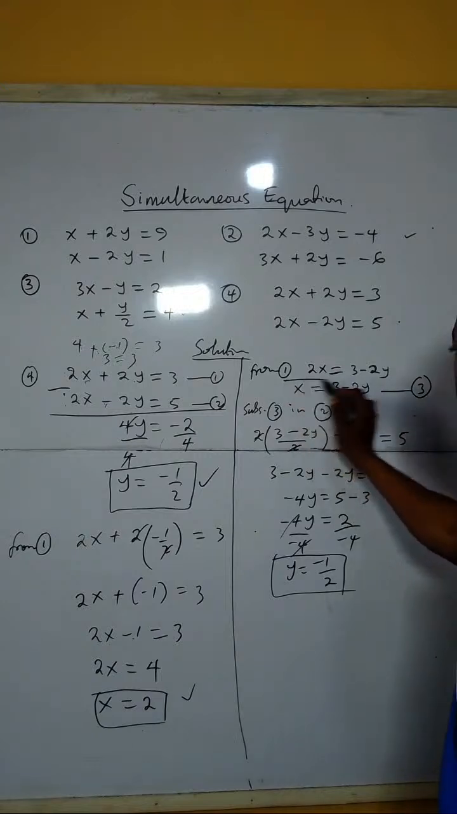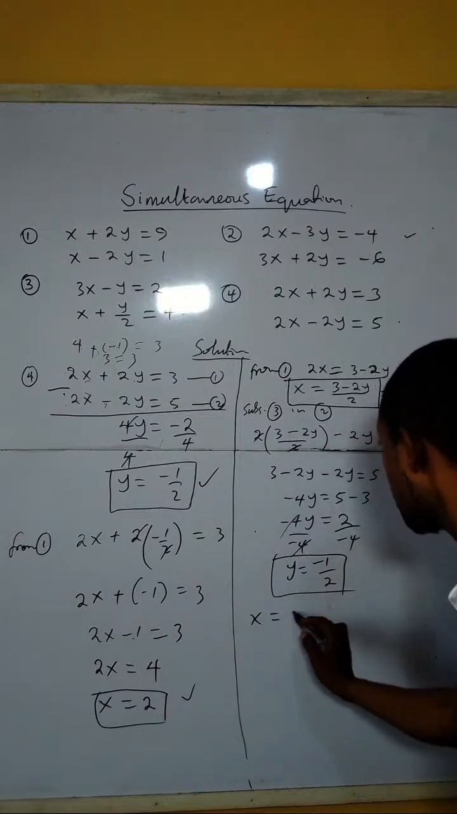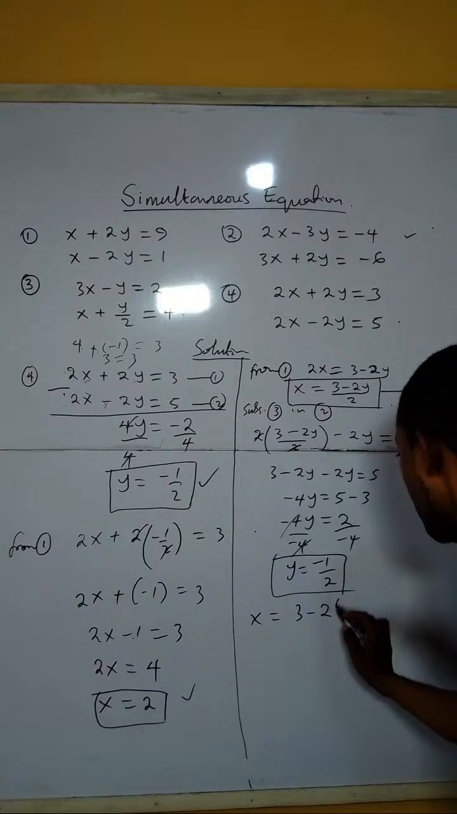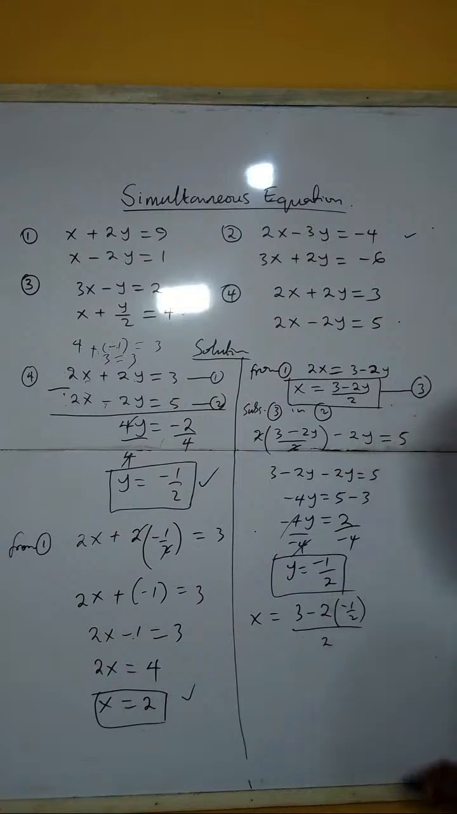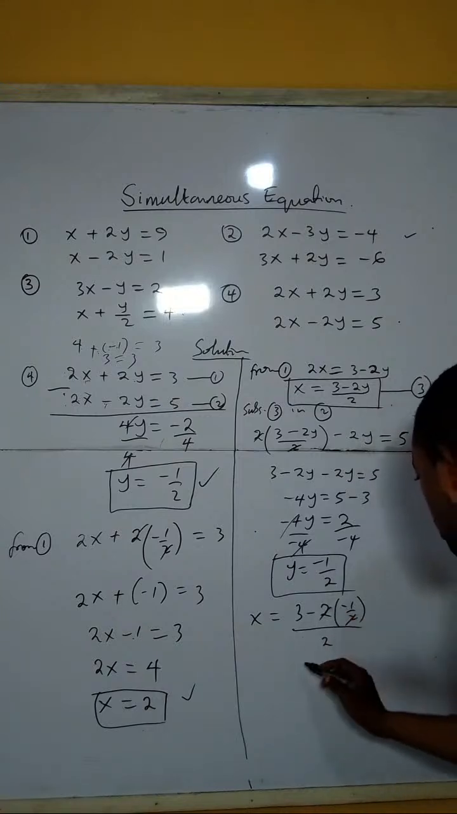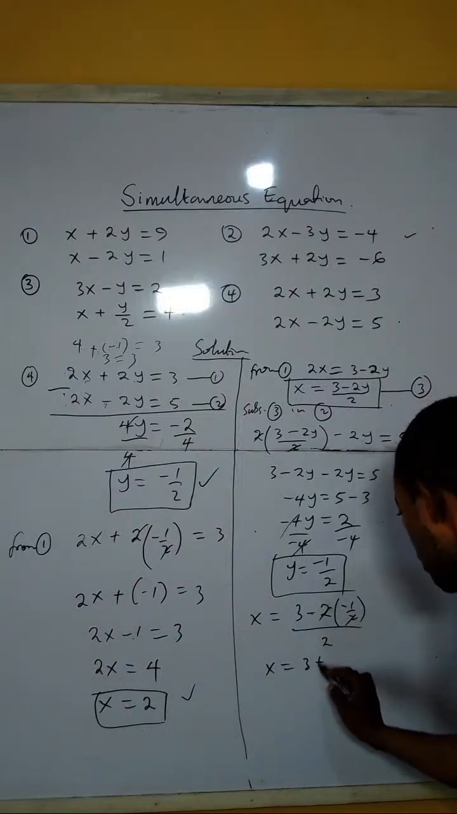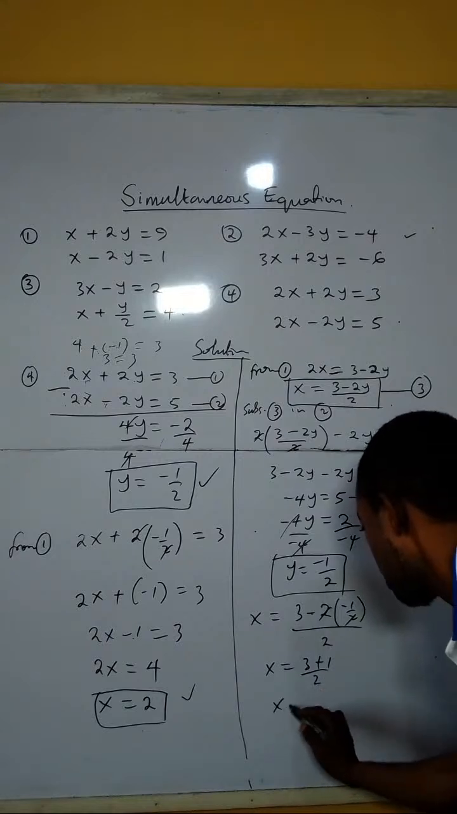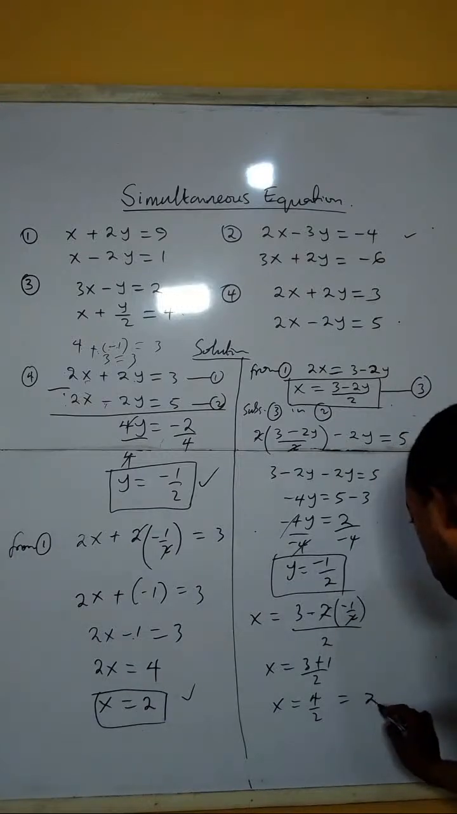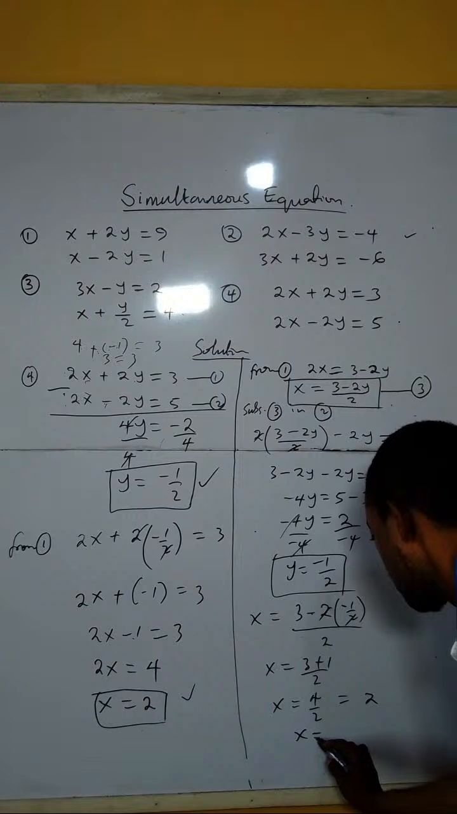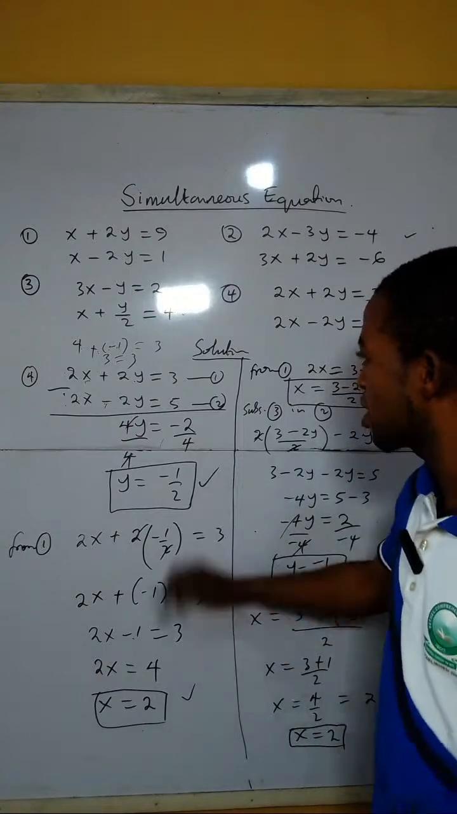Then to get x, we just use equation 3 here. And from equation 3, x will now be equals to 3 minus 2y, and y is minus half, then over 2. That is here, this cancels out. The minus times minus, that's plus. So we have x equals to 3 plus 1 over 2. That is, x equals to 4 over 2. That means x equals to 2. So we have also x equals to 2 from here, which is same thing with what we have in this elimination method.